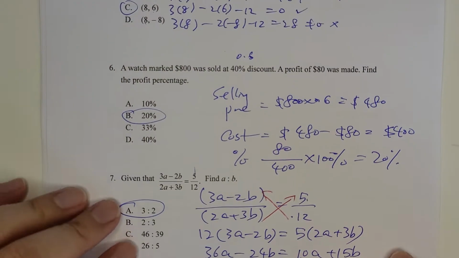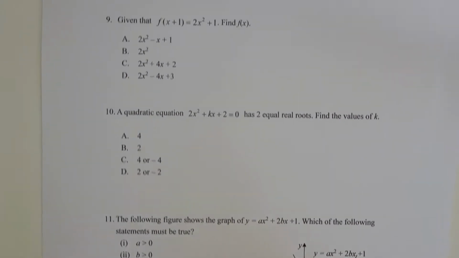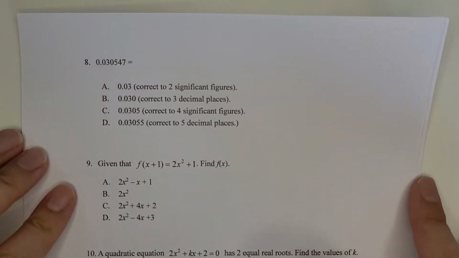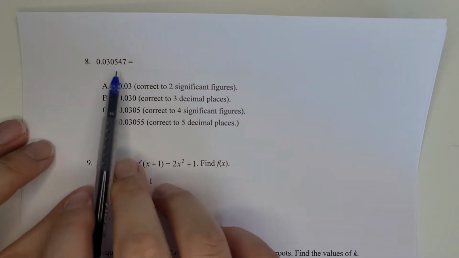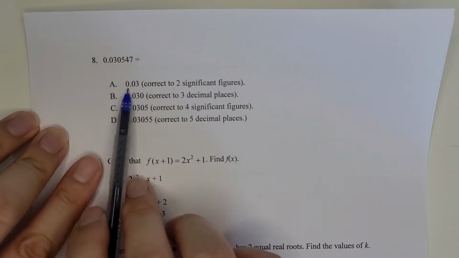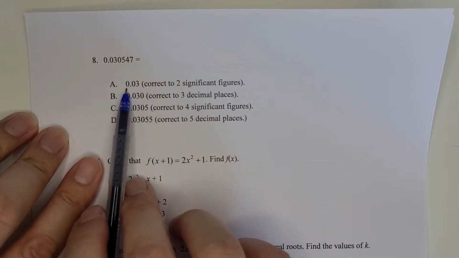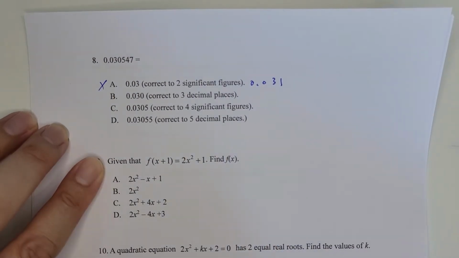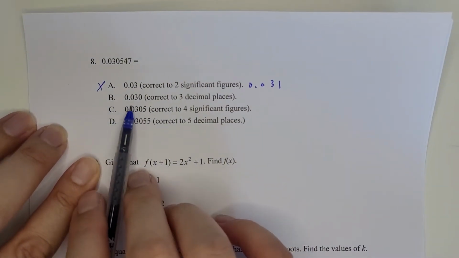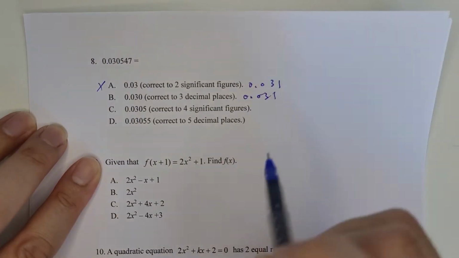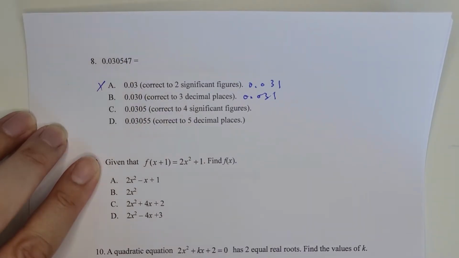And then go to question number 8. For question number 8, there's the number 0.030547. So correct to 2 significant figures, it should be 0.031. So A is not the answer. Okay. For B, there's 0.030. Again, it's not the answer. It should be 0.031 because 5 should round up to the next digit. So B is not the answer.